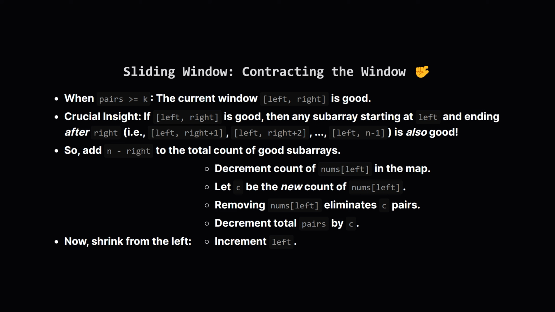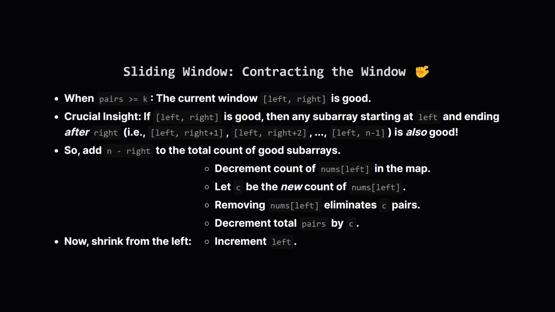How many such windows are there? Well, there's left minus right plus 1, all the way to left, n minus 1, where n is the total length. That's n minus right good subarrays starting at the current left, so we add n minus right to our answer. After counting these, we need to shrink the window from the left.